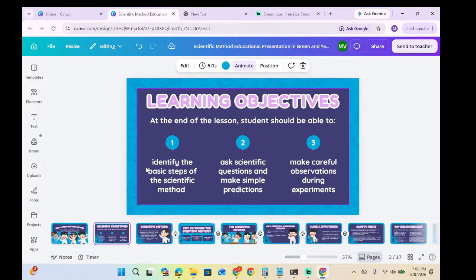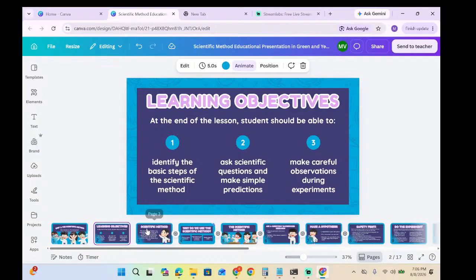So our learning objectives: at the end of this lesson, students should be able to identify the basic steps of the scientific method, ask scientific questions and make simple predictions, and make careful observations during experiments. So there are 3 objectives. Basically, what are the steps of the scientific method? What does each step entail? What are some questions and predictions that young scientists can make? And lastly, making careful observations using the values recorded during the experiment.